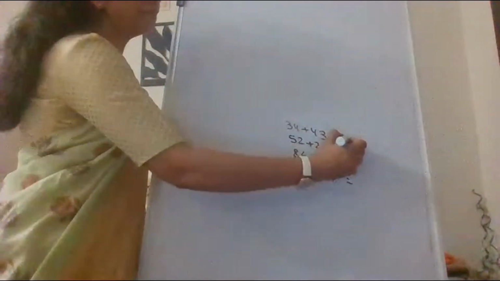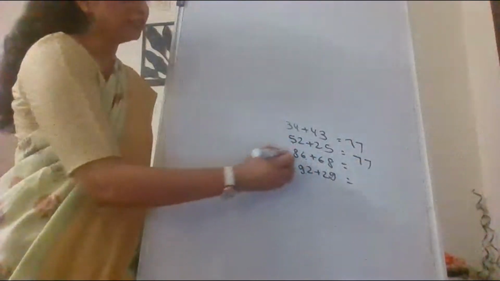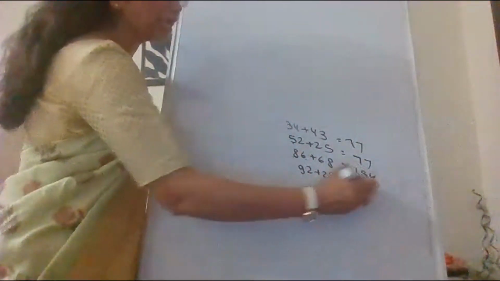This is 7, 11, 77. This is 8 plus 14. 14 times 11 is 154. 9 plus 2, 11 times 11 is 121. So quick you are. You can solve it very quickly.